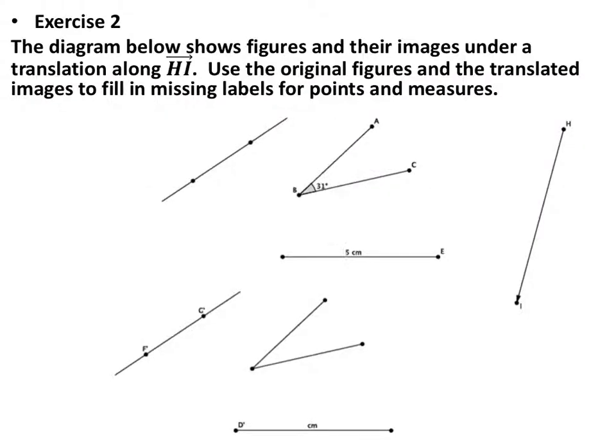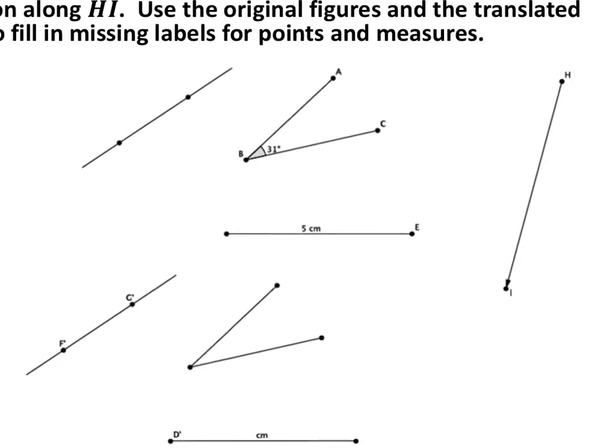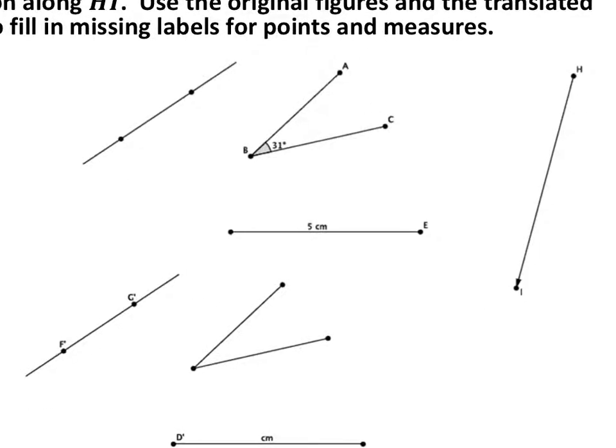Alright, for this diagram, we have some figures that have been translated along that vector HI. So there's some missing points on this, and also some values. What you guys need to do is label the missing points and any missing values that are known. Take a moment and do that with your partner. On this one, once again, everything's been translated along this line, or this vector HI.